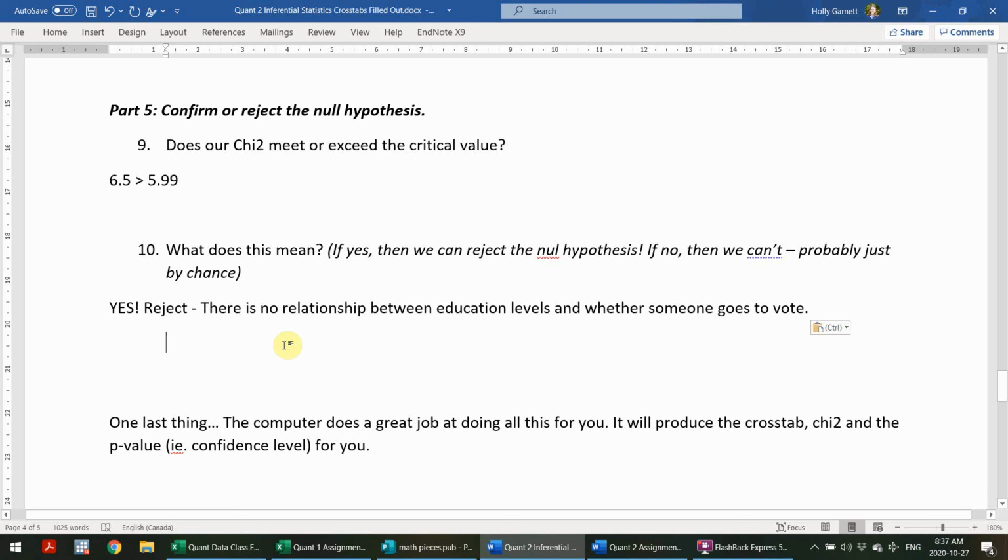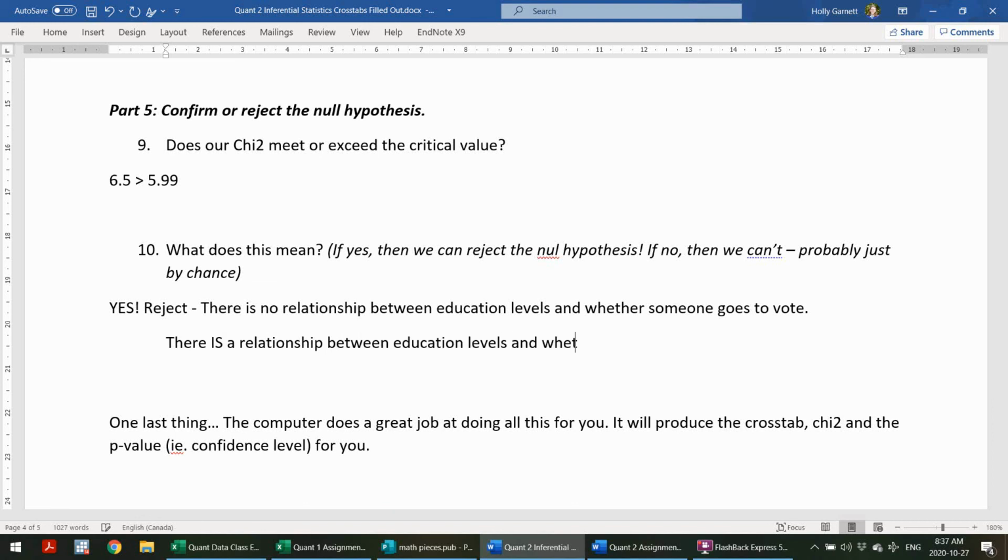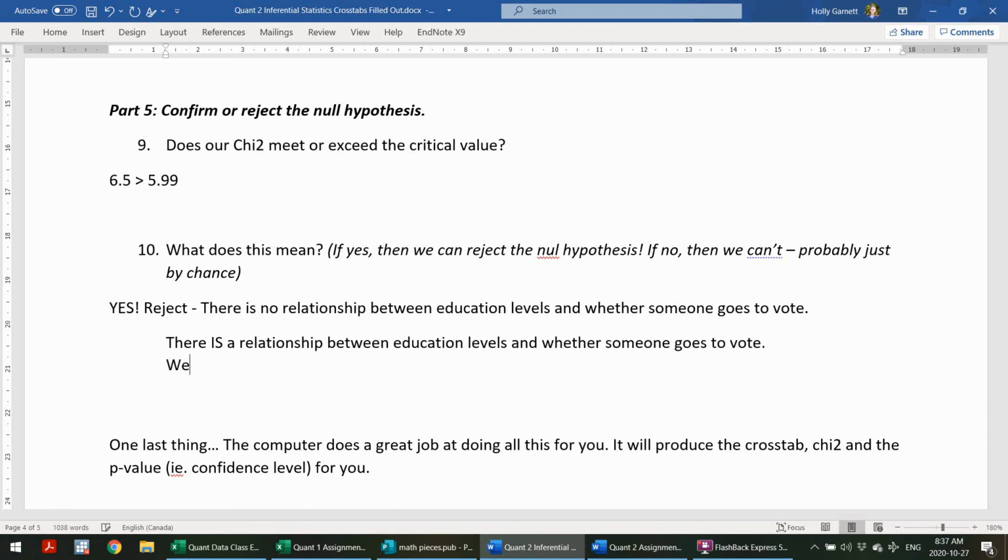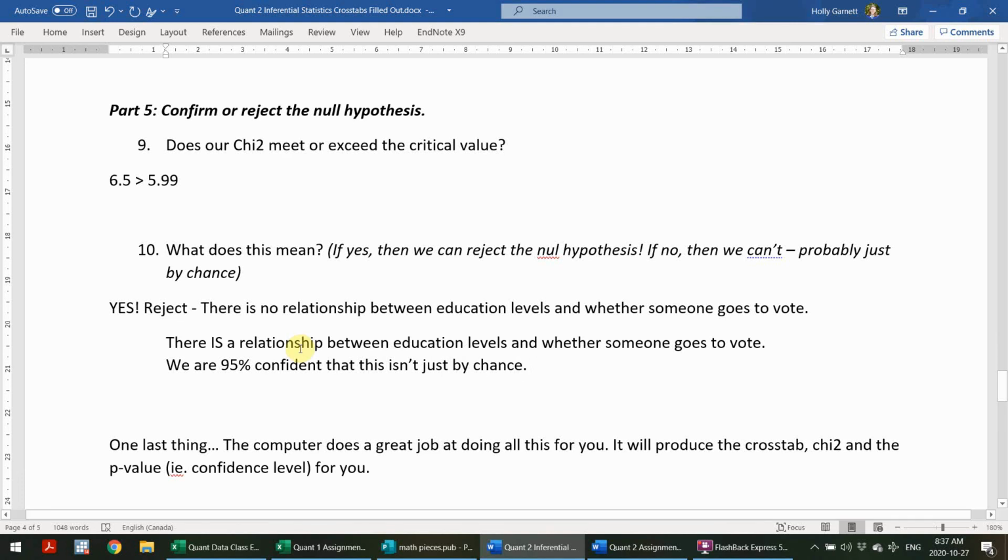So if we are rejecting that, then what can we say? There is a relationship between education levels and whether someone goes to vote. And how confident are we? We are at least 95% confident that this isn't just by chance, which we decided was a good enough level of confidence.